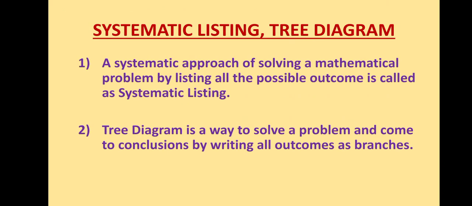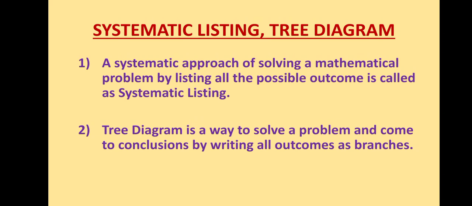So what is systematic listing and tree diagram? A systematic approach of solving a mathematical problem by listing all possible outcomes is called systematic listing. So when you have some problem to solve, if you list all the possible outcomes or answers of that problem systematically in the form of list, then the chances that you will miss out some option will be minimum. That is why while solving any mathematical problem, your approach should be systematic.